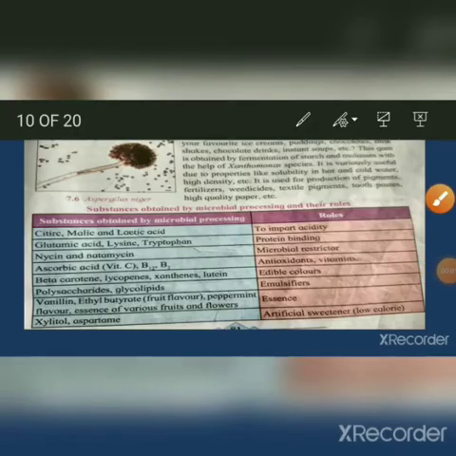Substances obtained by microbial processing and their roles: citric acid, lactic acid to impart acidity; glutamic acid, lysine, tryptophan, protein binding; niacin, natamycin, microbial reactors; ascorbic acid, vitamin C, B12, B2, antioxidant vitamins; beta carotene, lycopene, xanthin, lutein, edible colors; polysaccharides, glycolipids, emulsifier; vanillin, ethyl butyrate, fruit color, peppermint, flavor, essence of various fruit and flower; xylitol, aspartame, artificial sweetener, low calorie.